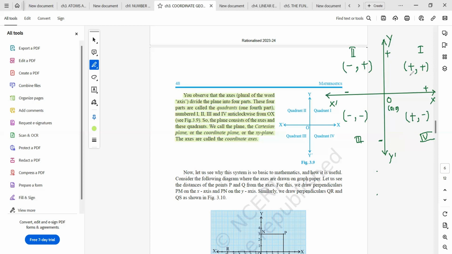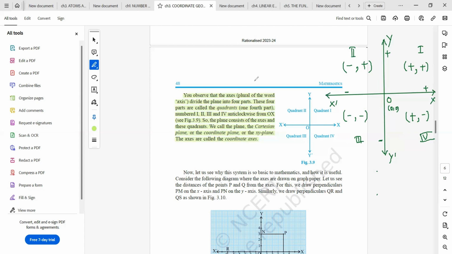If you have both positive, then it is the first quadrant. If you have both negative, it is the third quadrant. If x is negative and y is positive, then it is the second quadrant. And converse to this, if x is positive but y is negative, then it is the fourth quadrant. Clear? Yes, okay, ma'am. No doubt in this.